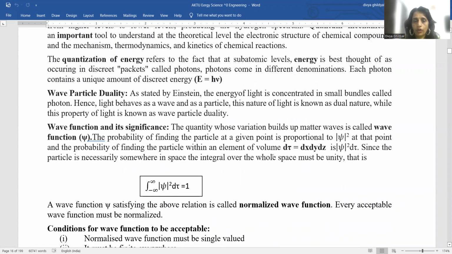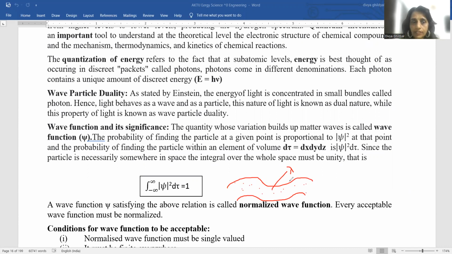So what happens is that, as stated by Einstein, the energy of light is concentrated in small bundles called photons, and light behaves as a wave and as a particle, giving rise to the dual nature of light. This property of light is known as wave-particle duality, where we assume that a wave is traveling with a large number of particles inside it, and we refer to this as a matter wave. Each particle in this wave has de Broglie wavelength lambda equal to h upon p, where p is momentum.